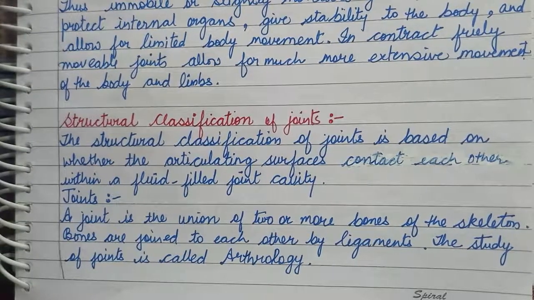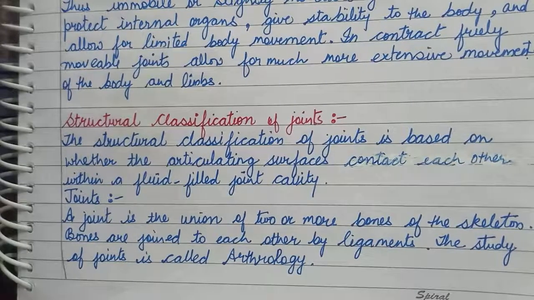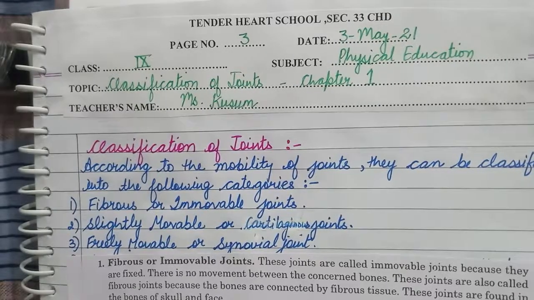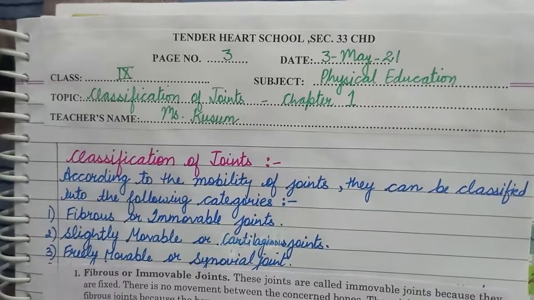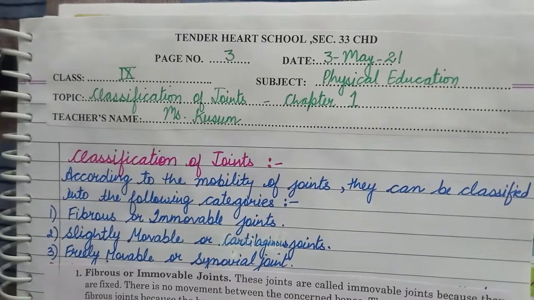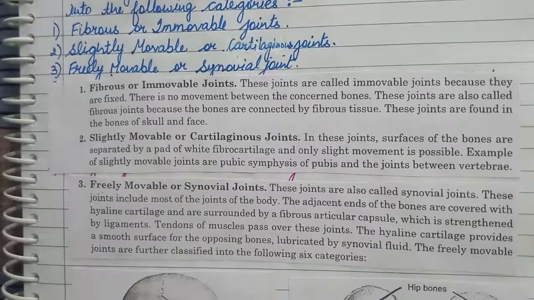Joints. A joint is the union of two or more bones of the skeleton. Bones are joined to each other by ligaments. The study of joints is called arthrology. Classification of joints. According to the mobility of joints, they can be classified into the following categories. First, fibrous or immovable joints. Second, slightly movable and cartilaginous joints. Third, freely movable and synovial joints.